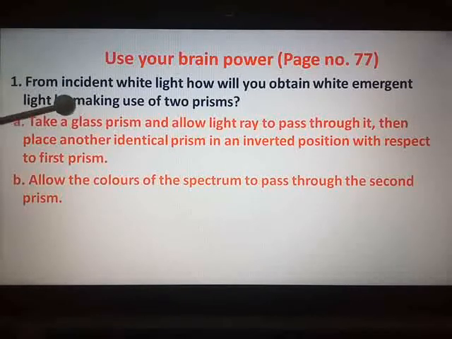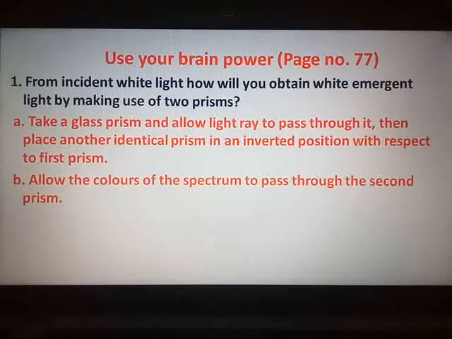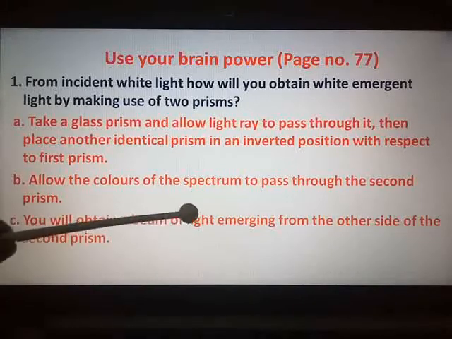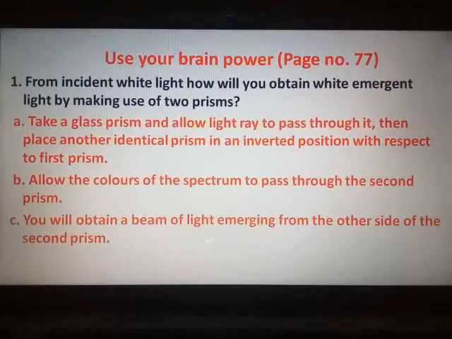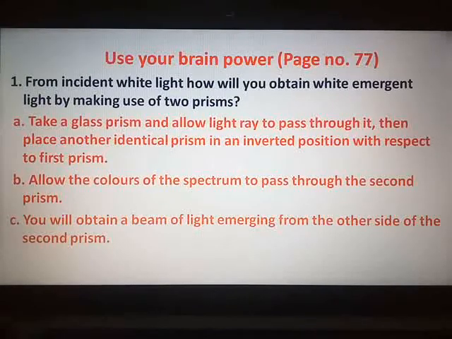You know, when light passes through the first prism, what will happen? You will get a spectrum of 7 colors. So that spectrum you should allow to pass through the second prism, which is placed in an inverted way, and you will obtain a beam of white light emerging from the other side of the second prism. They have asked, how will you obtain white emergent light? So when a white ray of light is allowed to pass through one glass prism, the spectrum which you get, you allow it to pass through the other identical prism which is placed in an inverted position, and on the other side you will get white emergent light. I hope you have understood.